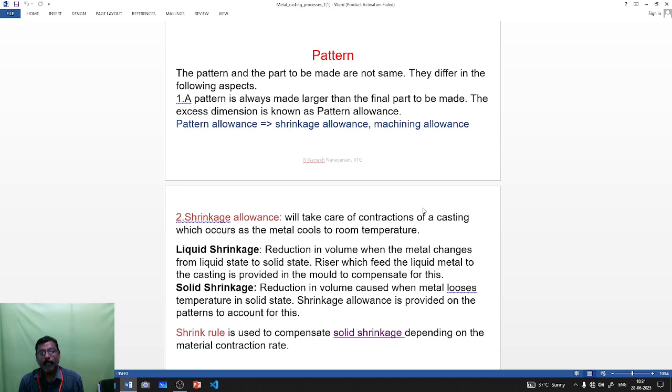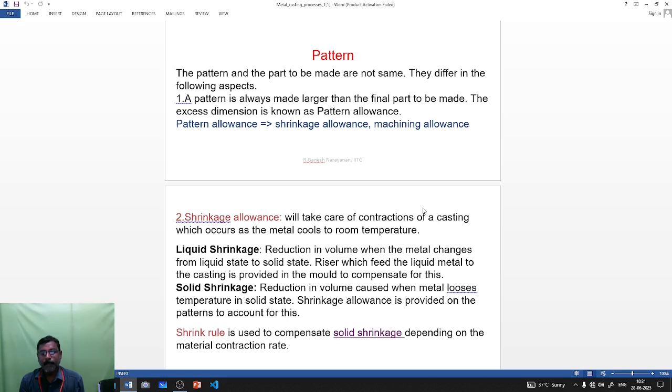First one is the shrinkage allowance. So what is meant by shrinkage allowance? Shrinkage allowance will take care of contraction of the casting which occurs as the metal cools to room temperature. There are liquid shrinkage and solid shrinkage. First, liquid shrinkage is the reduction in volume when the metal changes from liquid state to solid state.